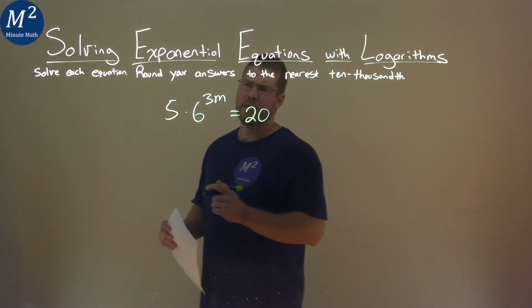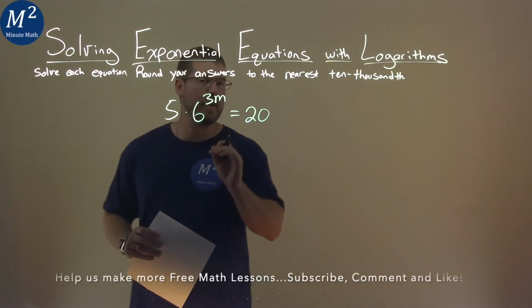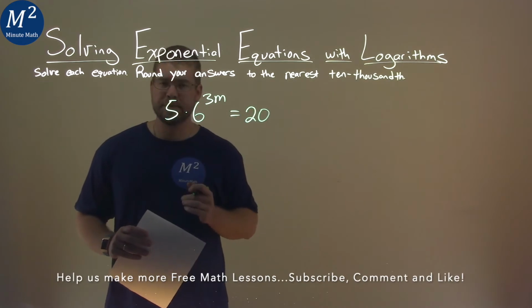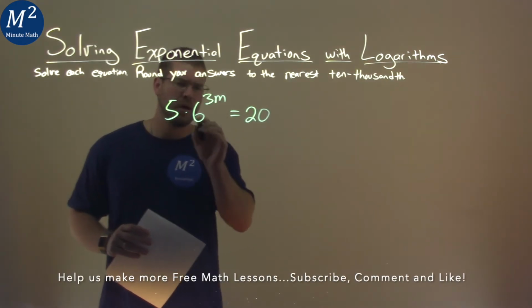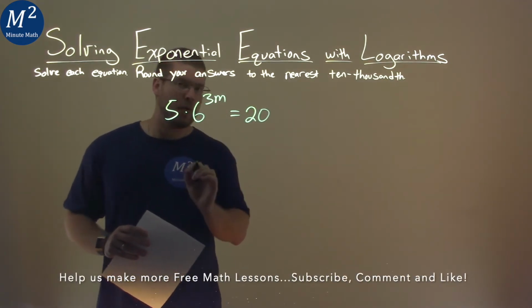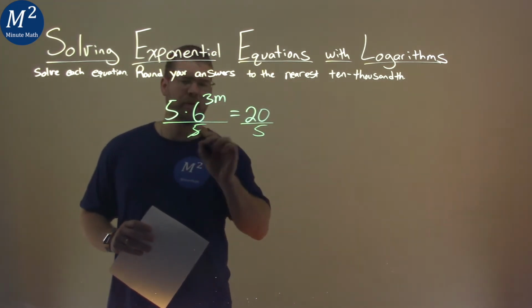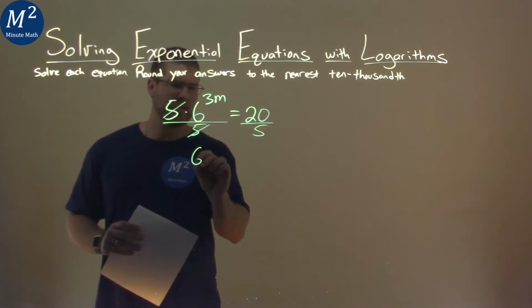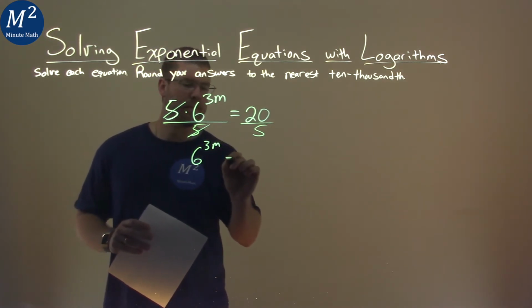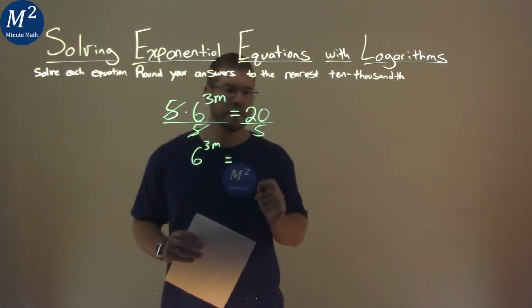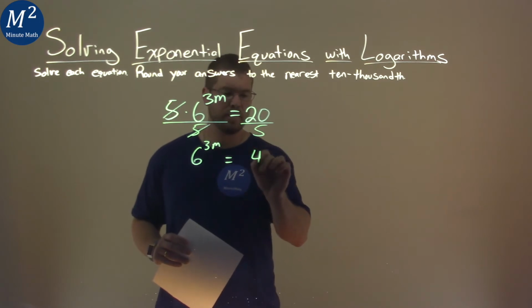We're given this problem right here, 5 times 6 to the 3m power, and that's equal to 20. And we've got to solve this. Well, let's try to get 6 to the 3m power by itself first. So I'm going to divide both sides by 5. 5's cancel on the left, giving us 6 to the 3m power. But that's equal to 20 divided by 5, which is 4.